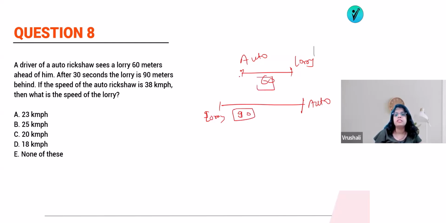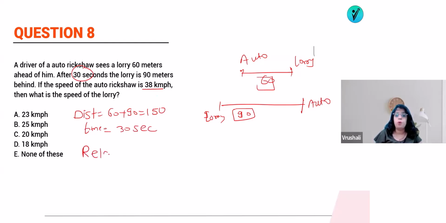That means how much distance is covered? And they are saying if the speed of the auto rickshaw is 38 km per hour, what is the speed of the lorry? Options are in kilometers per hour. So what will be the total distance? Distance will be equal to 60 plus 90, which means 150. And this is covered in how much? 30 seconds. So time is equal to 30 seconds. So what will be the speed?